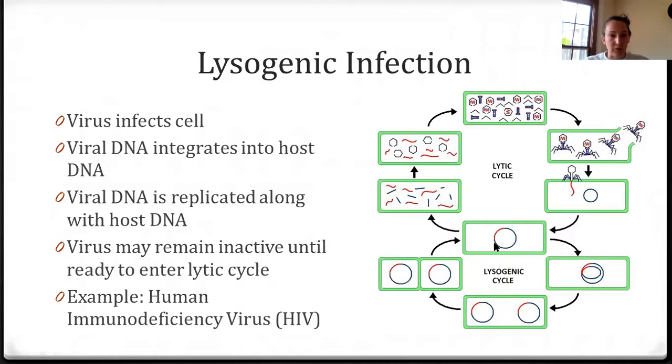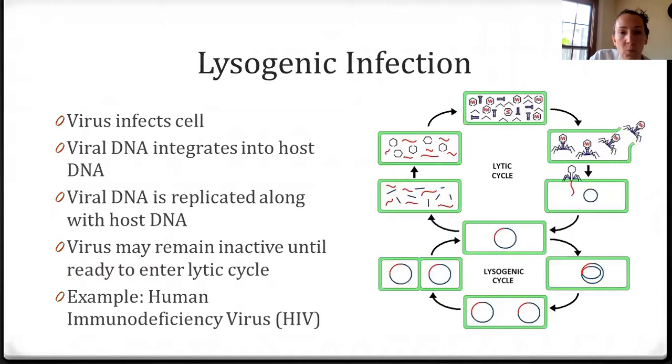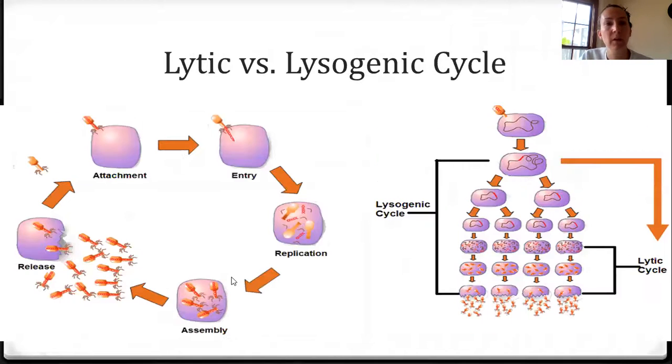So this is just showing you like the viral DNA has integrated within the normal DNA. It is now replicating alongside it, and so now you have DNA that has the virus in it. So it continues to do that until it's ready to enter the lytic cycle, which is what we talked about here, where it enters the cell, it replicates, assembles, and then bursts. Okay? Example of that is HIV.